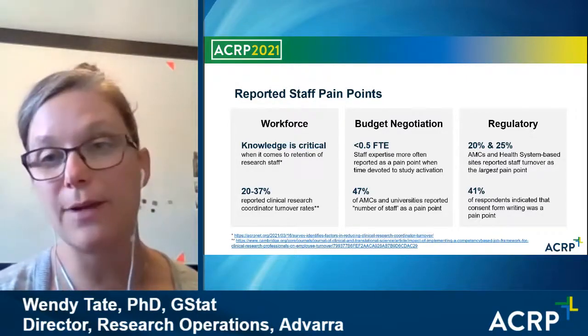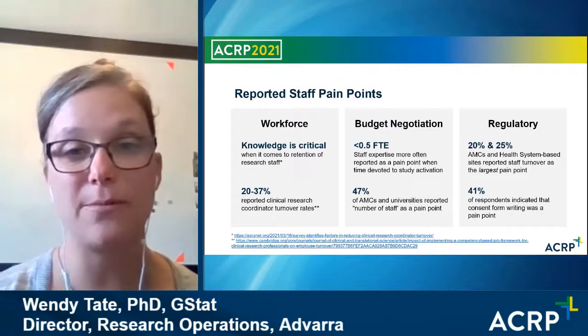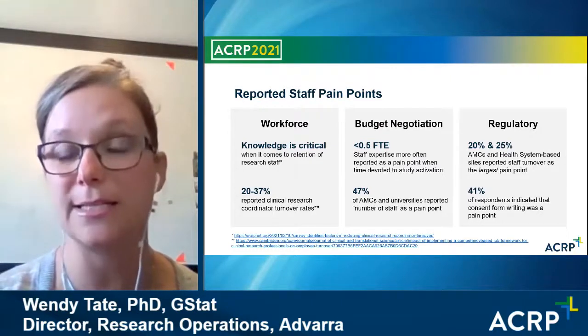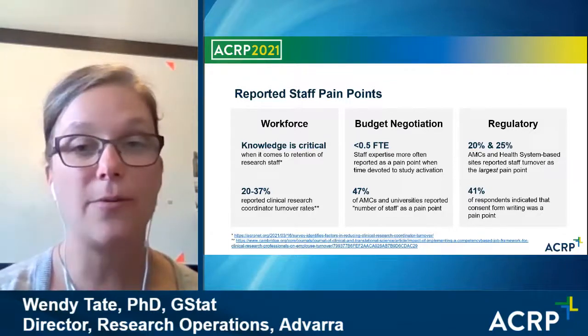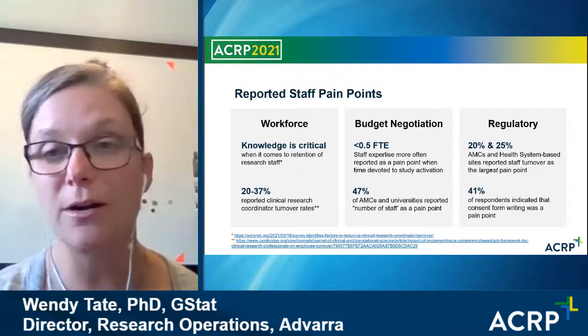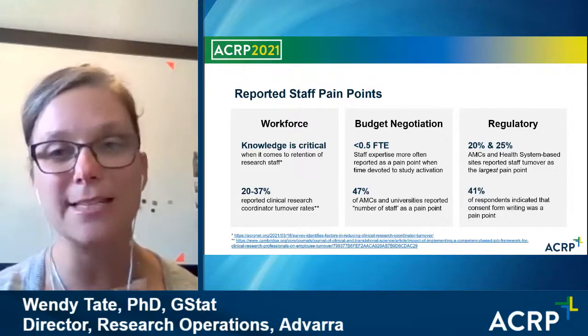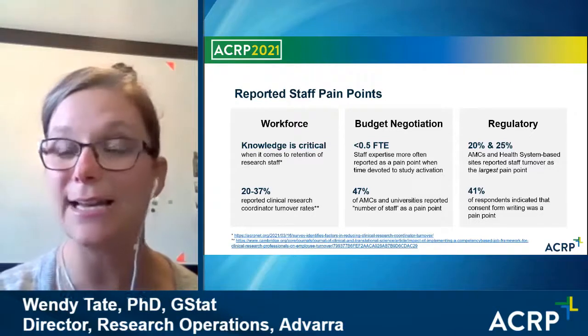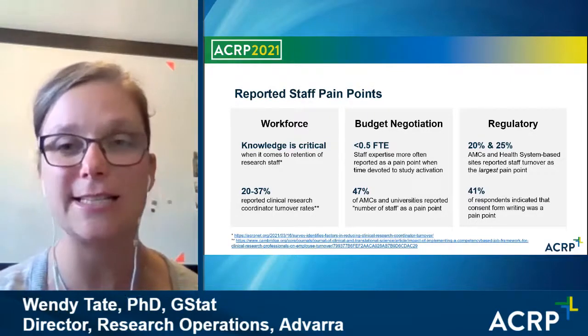And going over into the regulatory realm, it's not that much different. Staff turnover was the largest pain point in AMCs and then health-based systems as well. So a fifth to a quarter of them were saying that, you know what, we have a problem with staff turning over. What does that mean then? Well, you're constantly hiring, you're constantly training. That's time that's taken away from actually getting study work done. And that's a pain point because then it's frustration and it's exhausting.